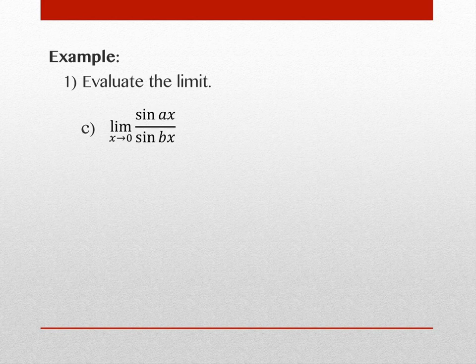Sine. We got our trig going on, right? All right. I realize there's an A and a B. They're just numbers that we don't know. Okay, so they're numbers. They're not variables. X is our variable.